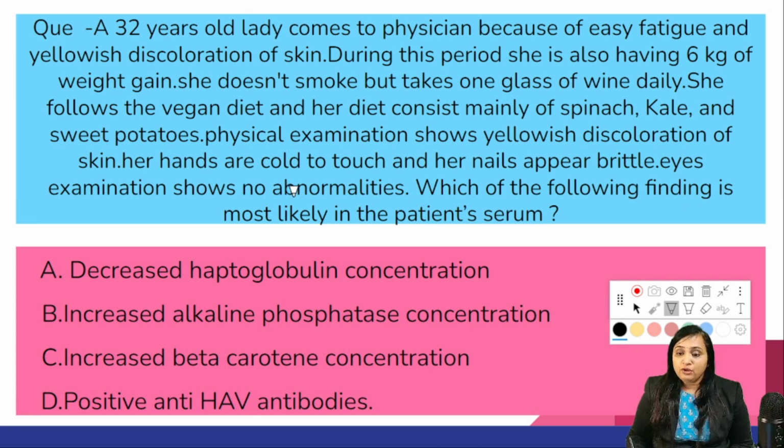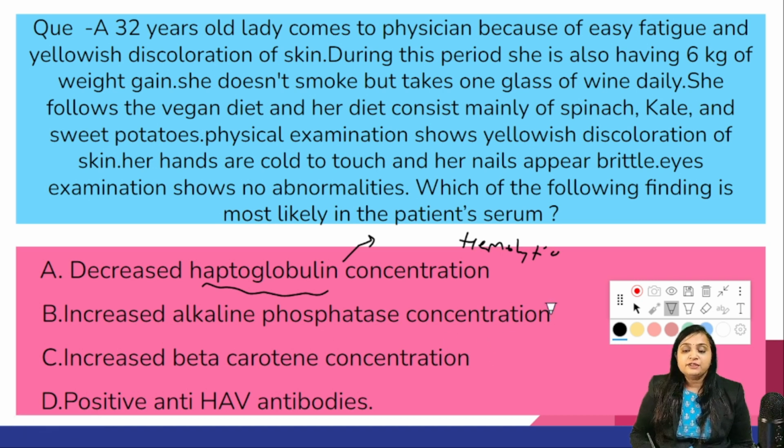Which of the following finding is most likely in the patient's serum? Decreased haptoglobin concentration. What is haptoglobin? Haptoglobin binds to the free RBC. So whenever there is a reduction in the concentration of haptoglobin, it points toward the hemolytic anemia.